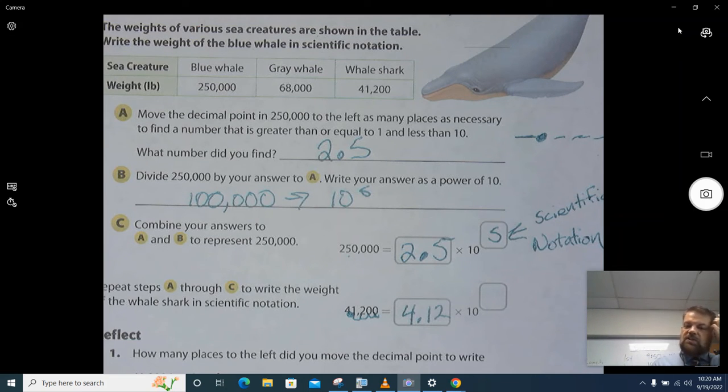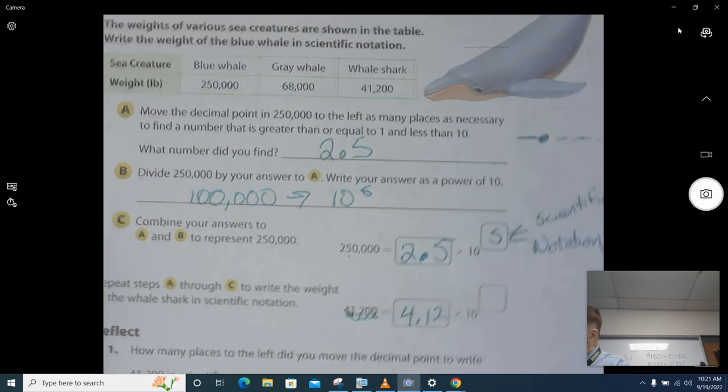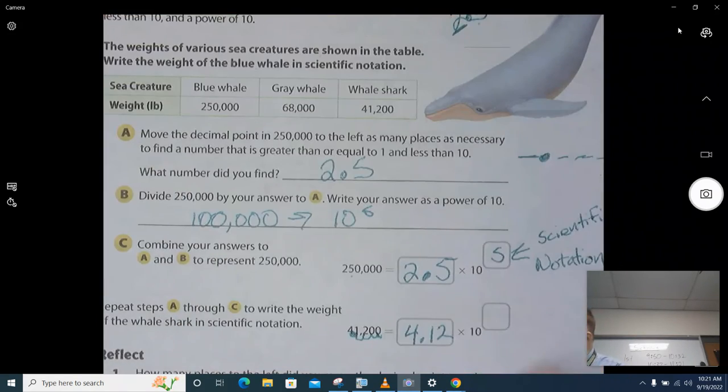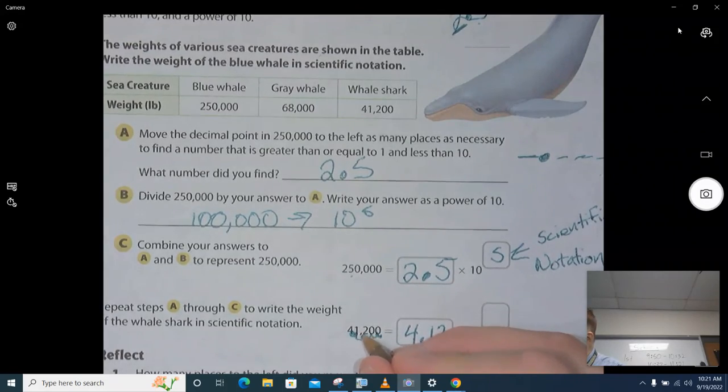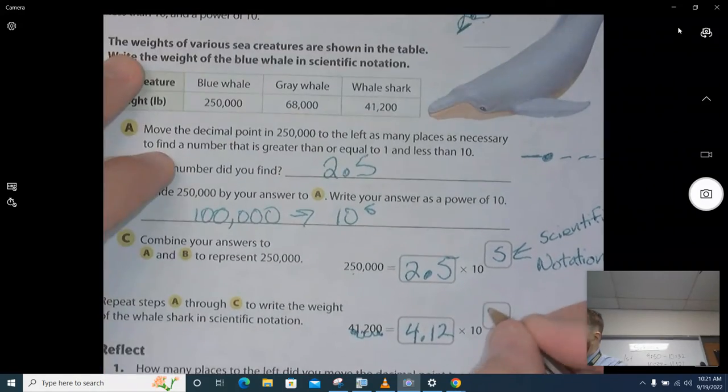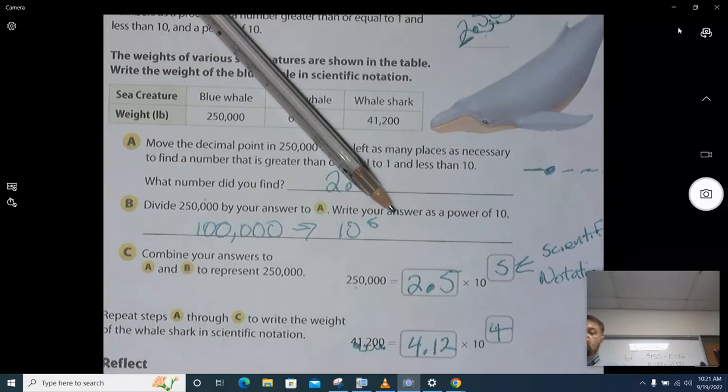I see kids grabbing their calculators to guess and check and make sure they have the right answer. That's good. How many spaces did you have to move that decimal? 4. Did you? Let's count. I started here and I went 1, 2, 3, 4. So it's probably going to be 10 to the 4th power, right?